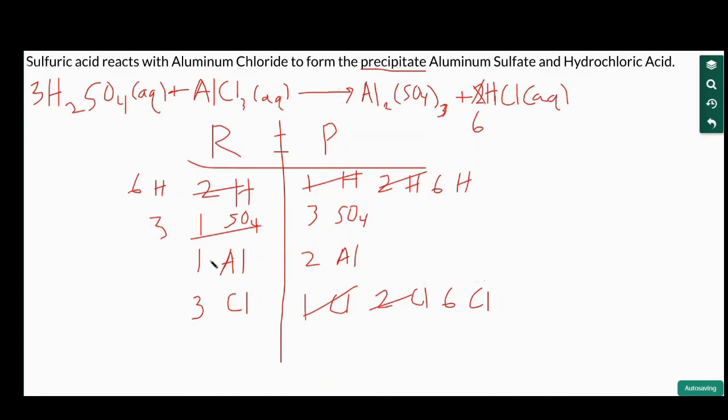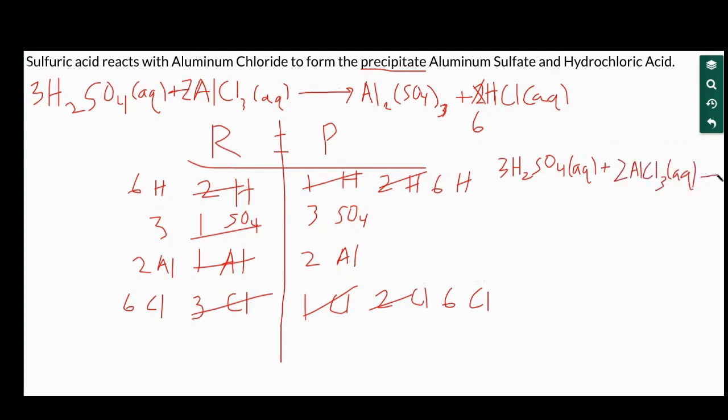Now we have to balance the aluminum, which we do so by multiplying by 2. And you can see that our equation has balanced itself out. So our final answer would be 3 sulfuric acid plus, and obviously it's an aqueous state, plus 2 aluminum chloride, also an aqueous state, becomes the precipitate. Oh, and don't forget to write the state of matter.